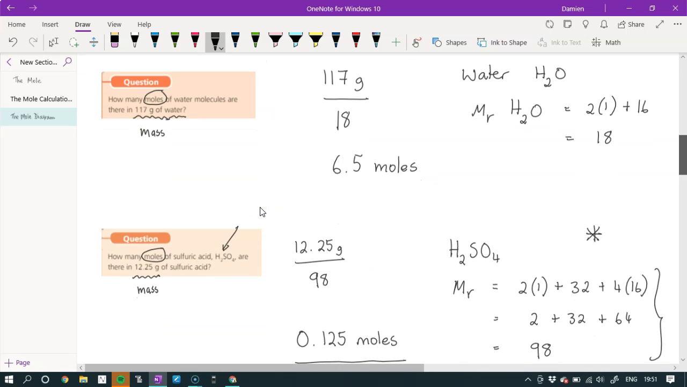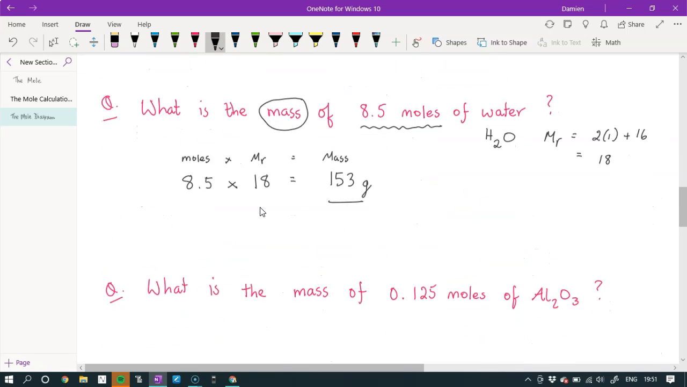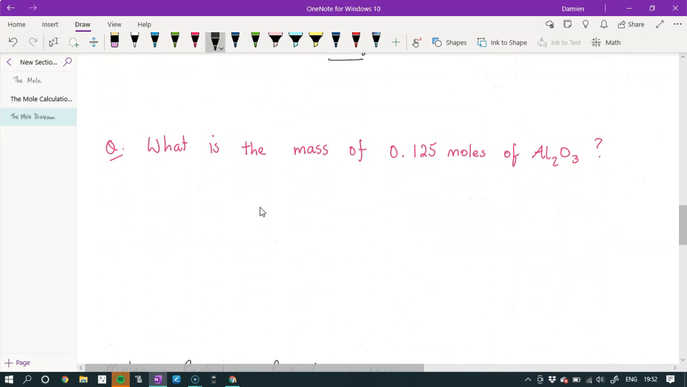One last question on this stuff. What is the mass of 0.125 moles of Al2O3? So again, same thing, 0.125, which is your moles, multiplied by this. So mR of Al2O3. Now you should recognize Al2O3, that's aluminium oxide, which you used in your experiment back before Christmas. It was a dehydrating agent.